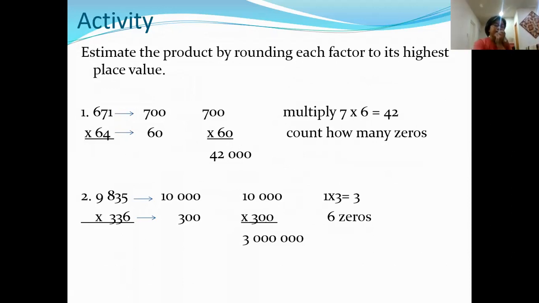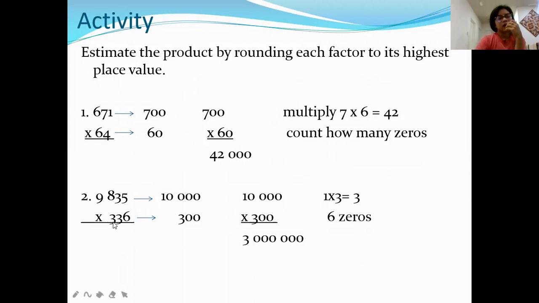Next, we have 9,835 times 336. So our highest place value is 9. Since the number next to 9 is 8, we are going to add here 1. So 9 plus 1 is 10. That's why it became 10,000, because the remaining 3 numbers from the right became 0.